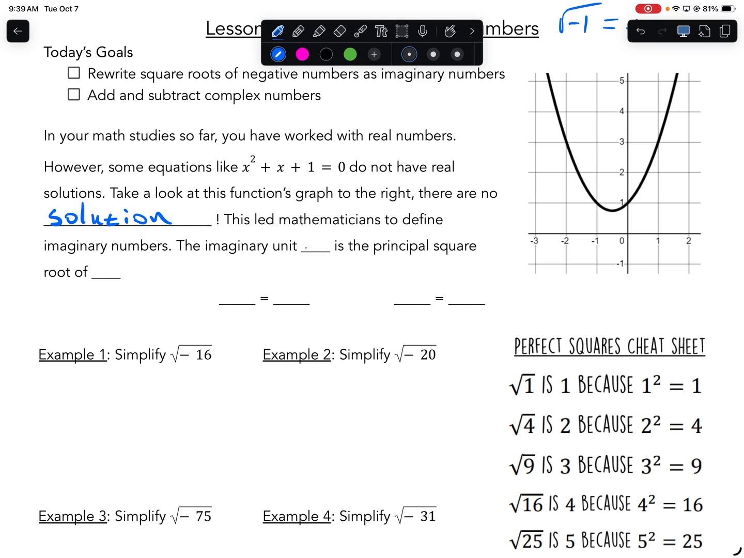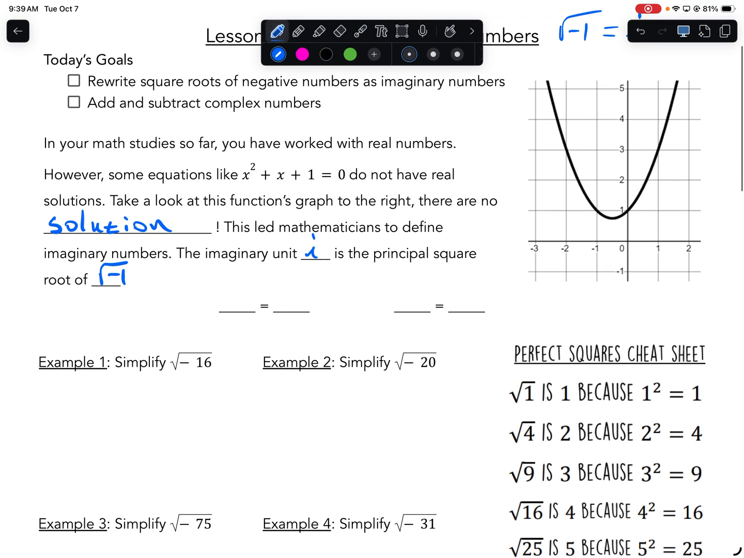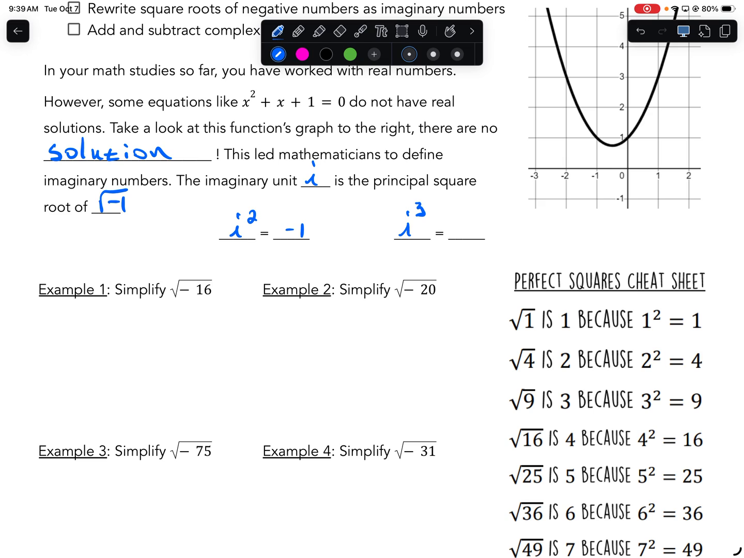The imaginary unit i is the principal root of -1, as we said up here. So square root of -1 equals i. Sorry, I said that wrong. So we also need to know the fact that if we have i squared, that equals -1. So in turn, if we have i cubed, that's like saying, right, we know i squared equals -1. So we have -1 times another i, which would be -i.